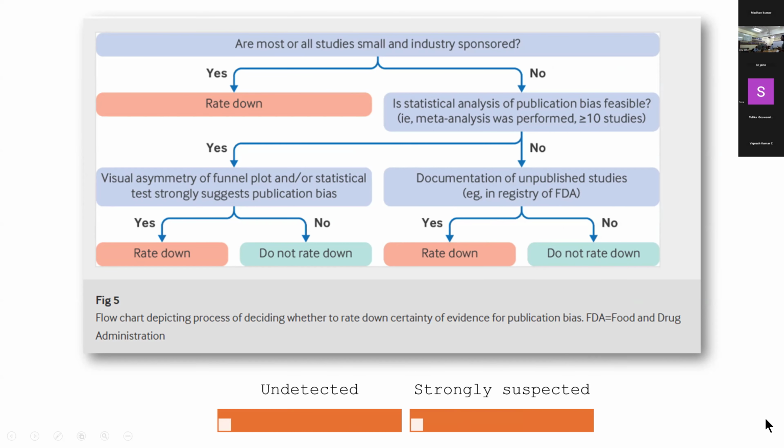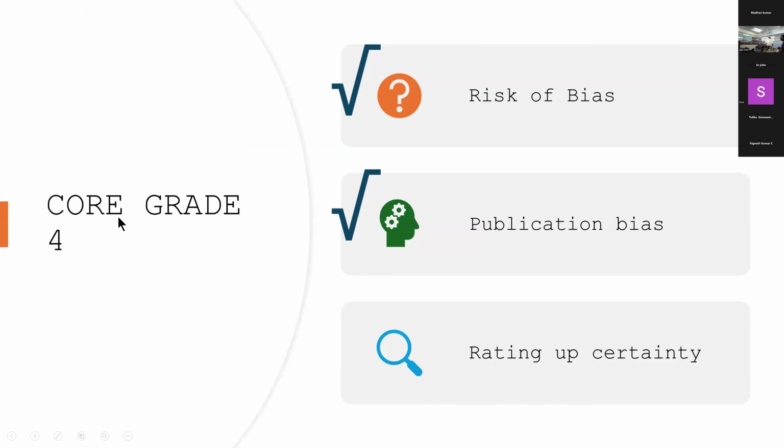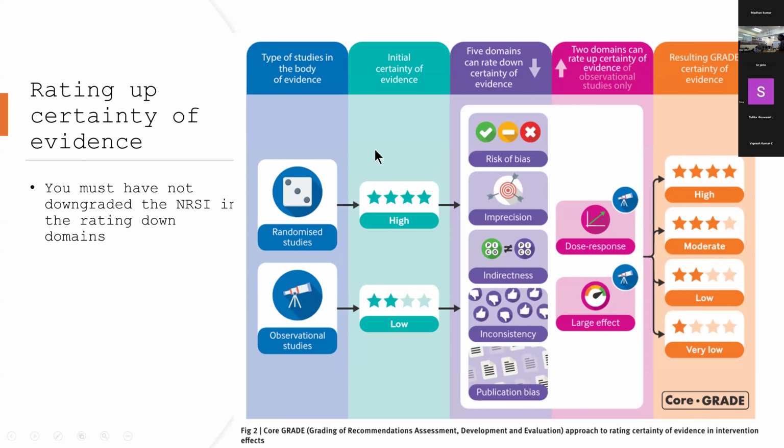And finally, you word it as, if you have no publication bias, you say it as undetected. If you have publication bias, you say strongly suspected. So now we have covered risk of bias, we have covered publication bias, and now we look at rating of certainty, that is how to upgrade the evidence.